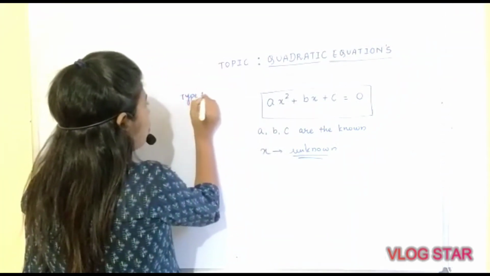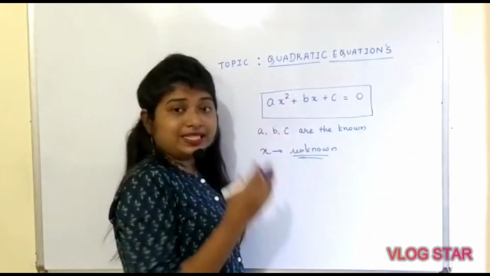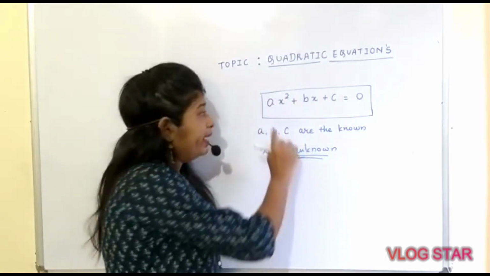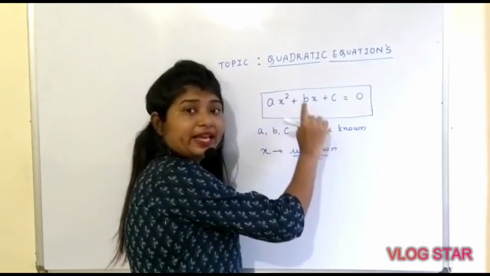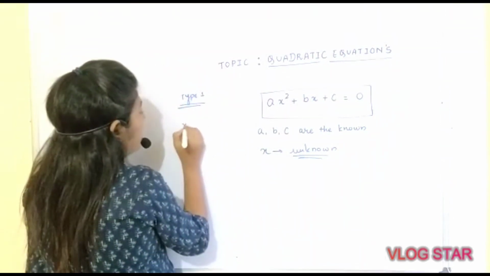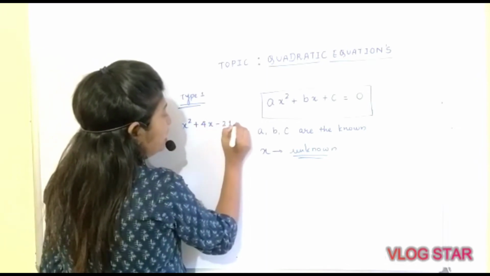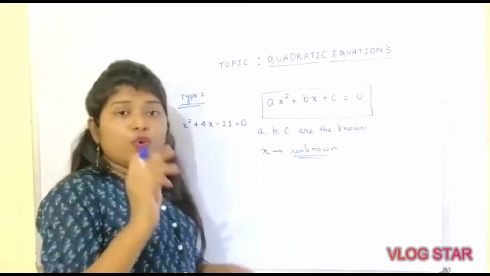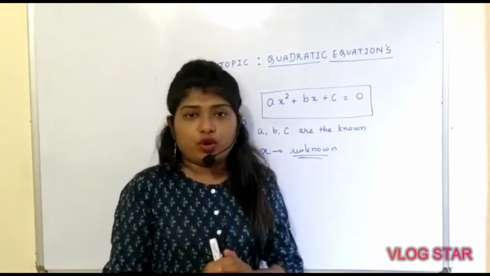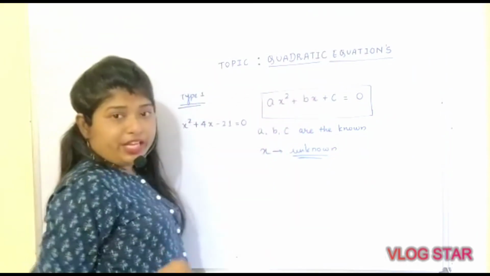Type number 1. As I told you, the standard form of the quadratic is what? You need to remember ax² + bx + c = 0. If I consider x² + 4x - 21 = 0, you have to tell me whether it is a quadratic equation or not. How are you going to identify? With the help of the standard equation.